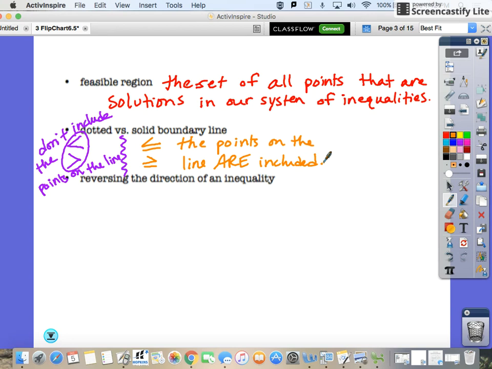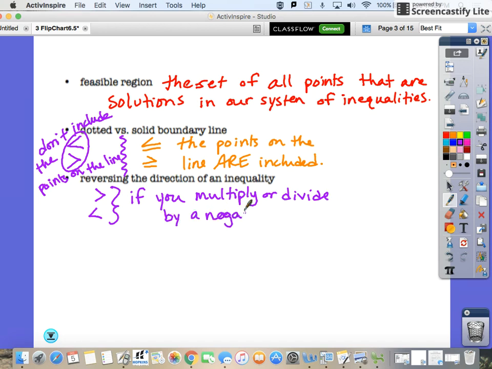And then the last term or phrase, I guess, is reversing the direction of an inequality. So if you start with a greater than symbol, the only time that you will end with a less than symbol is if you multiply or divide by a negative. I can get into more of an explanation why if you ask me during class, but just to keep the notes simple, you will switch from this to this if you multiply or divide by a negative number.